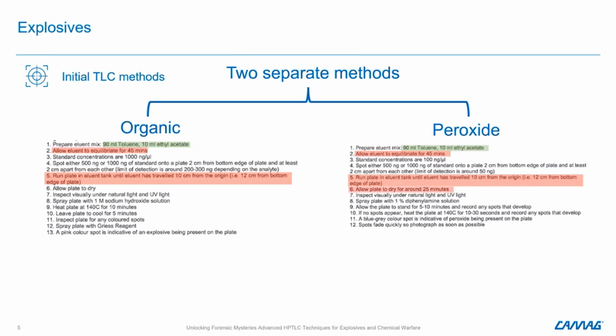For the peroxide method, we had to dry the plate for 25 minutes. And then here is where we had two different methods. For the organic explosives, we had to derivatize with sodium hydroxide and then with the Griess reagent. For the peroxide, we had to derivatize with 1% diphenylamine solution.